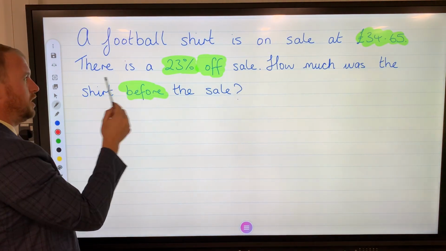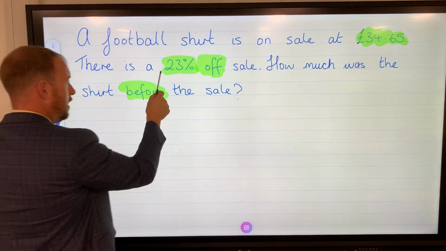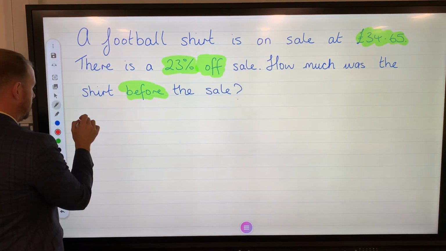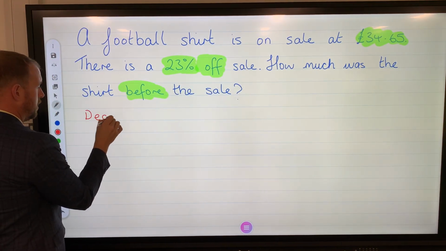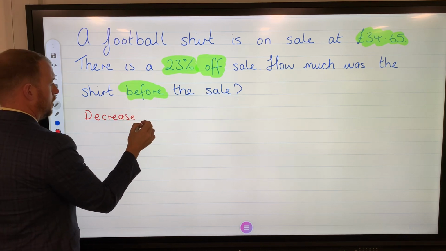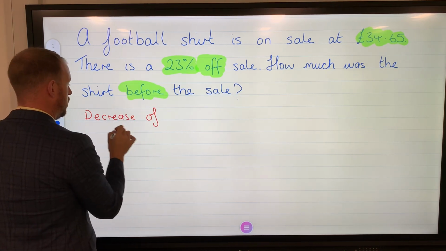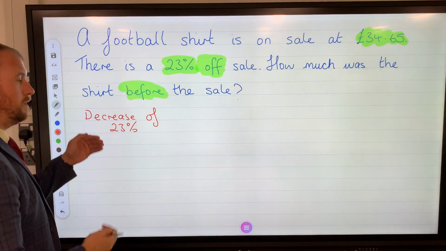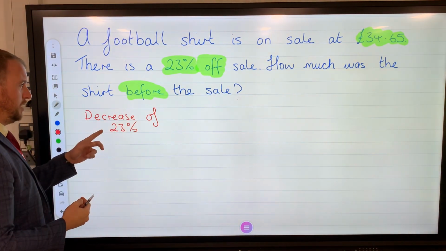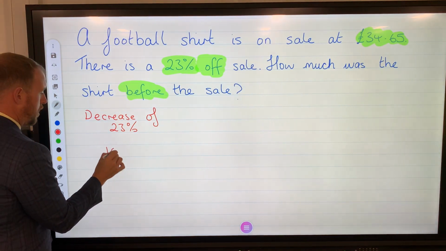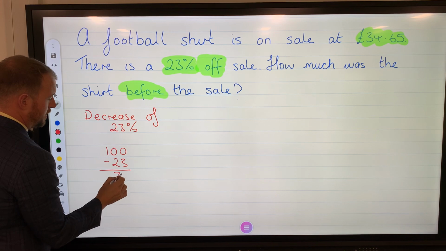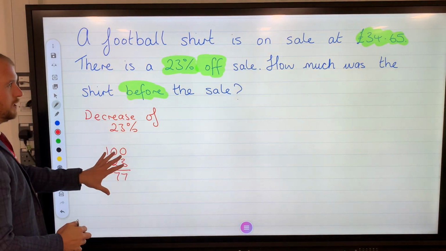Right. Now in terms of percentages, if we're looking at a 23% off, this tells me it was decreased, or a decrease of 23%. Now if we've looked at the previous videos, you will know to calculate our multiplier for percentage decrease, we must have 100 subtract 23 to have 77. We will use that in a minute.